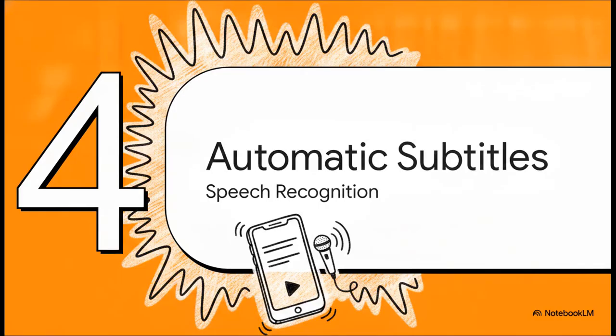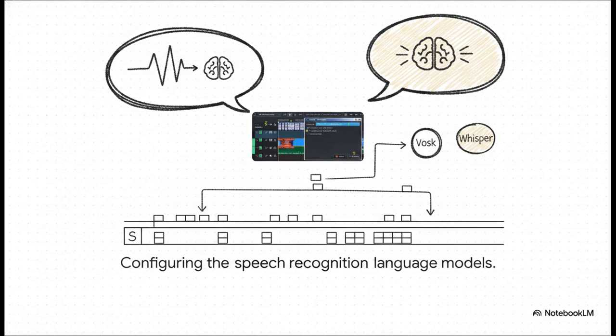Let's look at layer 4, automatic subtitles. Editing software has gotten so incredibly smart lately. Instead of painfully typing out every single word you just recorded, you can just use built-in speech recognition. You basically just tell the software which language model to use. Popular ones mentioned in our sources include Vosk and Whisper, and you pick the exact zone on your timeline you want it to scan. The AI then listens to your voiceover track and automatically drops a dedicated subtitle layer right on top of your whole timeline. It is almost like magic.